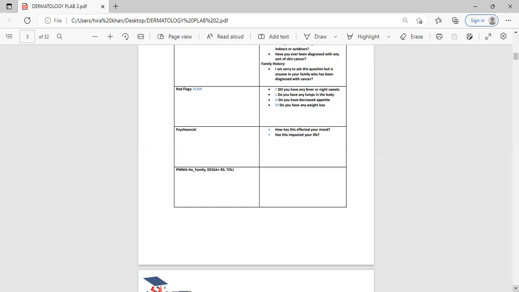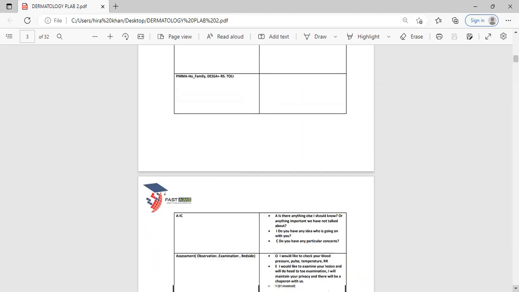And also occupation is important, like what do you do for a living? And also, have you traveled somewhere? Because if the person has a lesion or some kind of rash, there might be some contact history as well. So do ask these questions. So this is the rough approach.